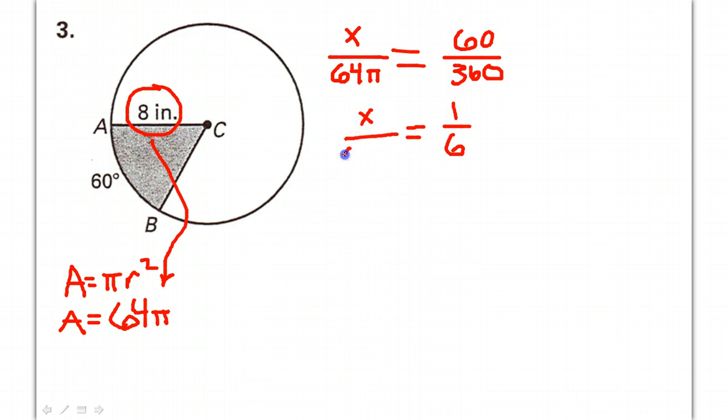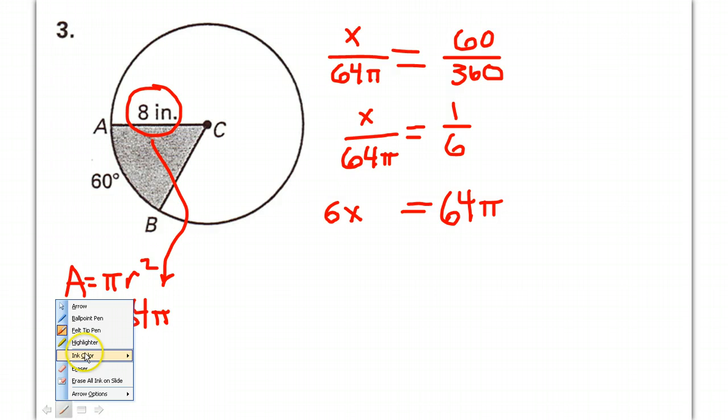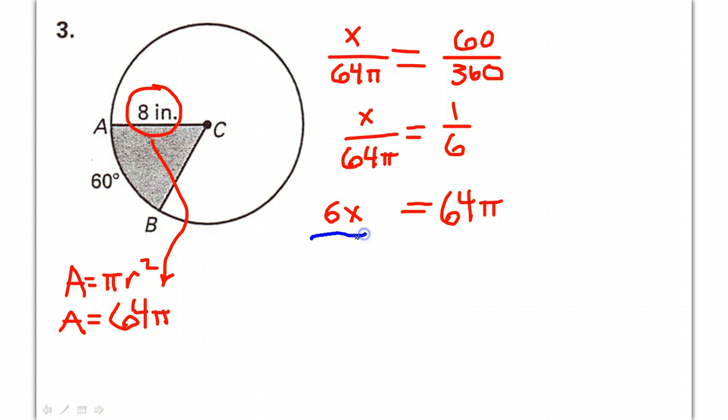X over 64 pi equals 1 over 6. She said cross multiply. So if I cross multiply, tell me what to write. 6x equals 64 pi. And then simply divide by 6. Wait, give me the reduced exact form first. I'm betting it's going to be 32 over 3.